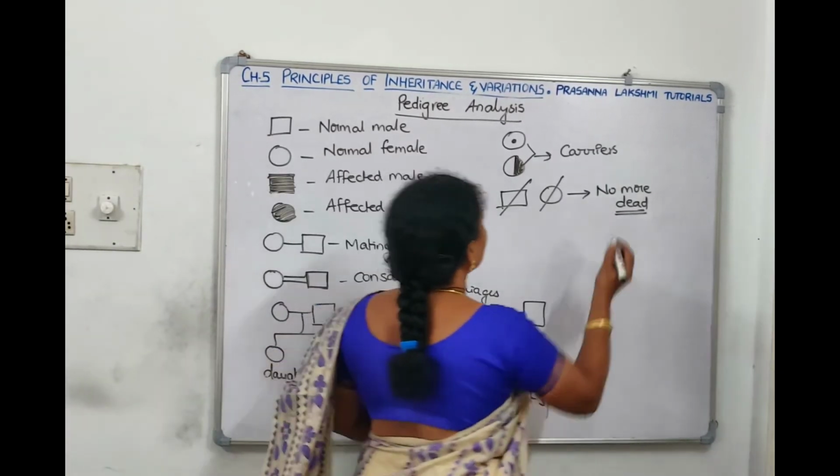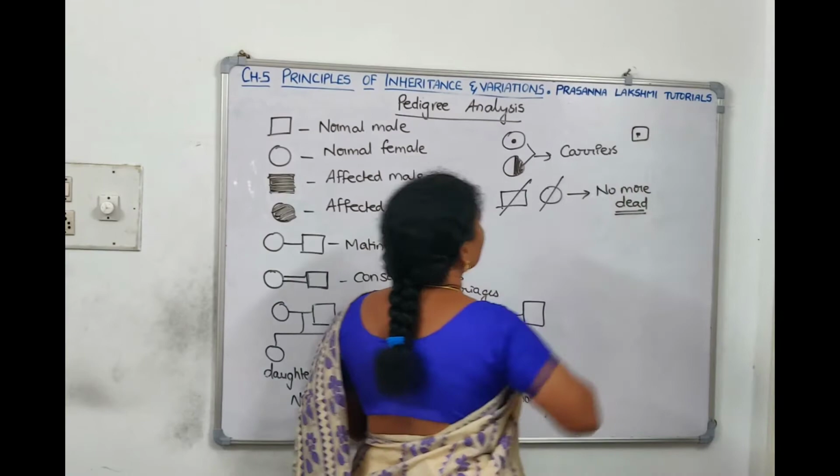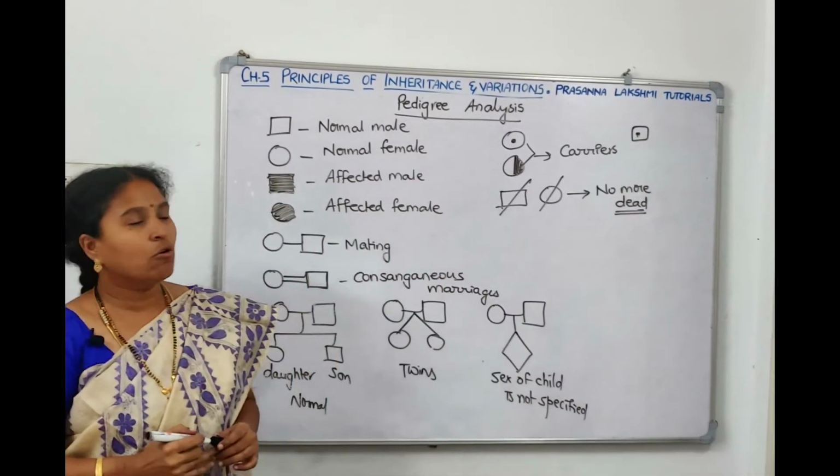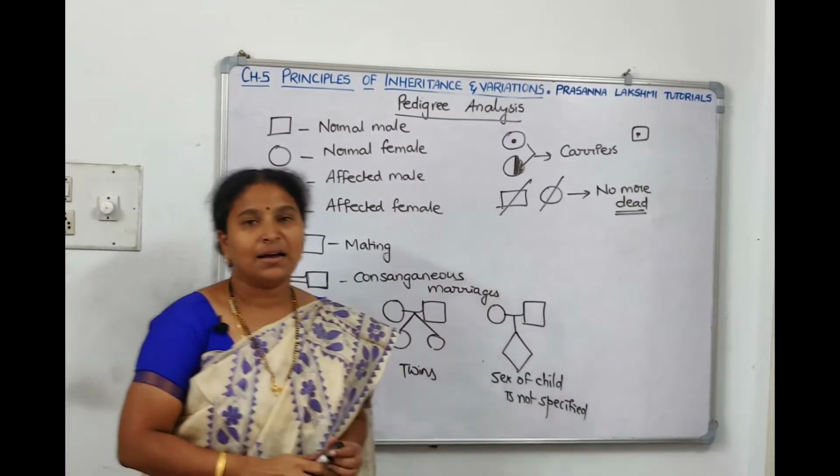We can use this symbol. For male we use it like this, right? And if the persons are dead, if they are no more, we use this symbol. So these are the pedigrees.